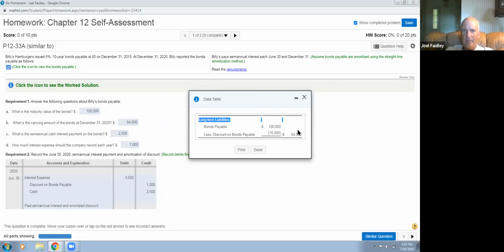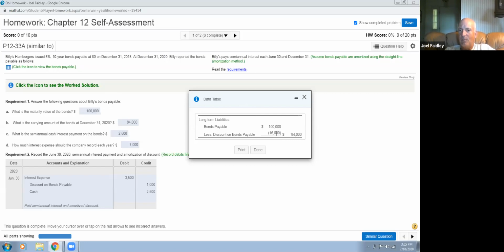There it is. They give you that information, 84,000. There's my discount. You know, it's interesting because when you look at this, 80% of face value, so originally it was what, $80,000? Yeah, when they were issued, but now it's up to 84,000. So what's going on there?